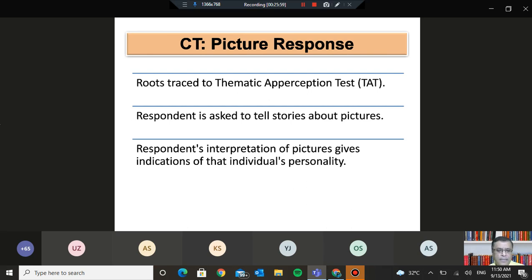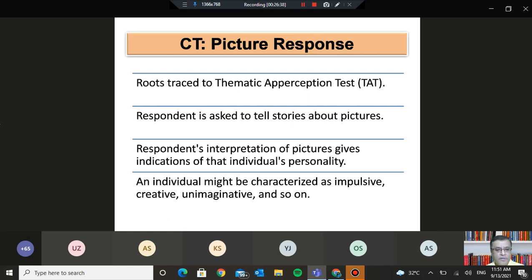Respondents' interpretation of pictures basically gives an idea to the researcher about the personality of that individual. These kinds of procedures are also used at times by corporates, even by army or defense organizations in different countries of the world. What they will be doing is showing or exposing you to some kind of pictures or images, and then they expect that you will be writing something about it.